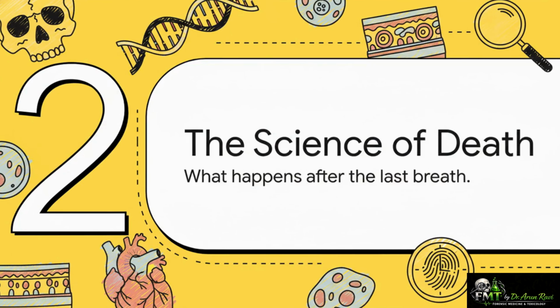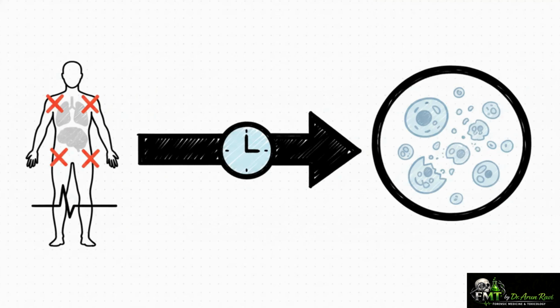Okay, so we've got the legal side down. Now let's shift gears and get into the nitty-gritty biological reality that investigators find at a crime scene. It's time to talk about the science of what happens after we die. Death isn't just a single lights-out moment. It's actually a process. First, you have somatic death. That's what we usually think of as death, when the heart, lungs, and brain have all stopped for good. But then, over the next hour or two, molecular death happens. That's when all the individual cells and tissues start shutting down because they've run out of fuel.